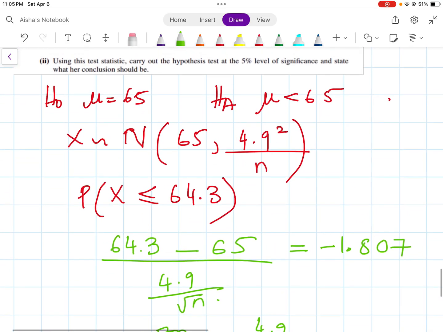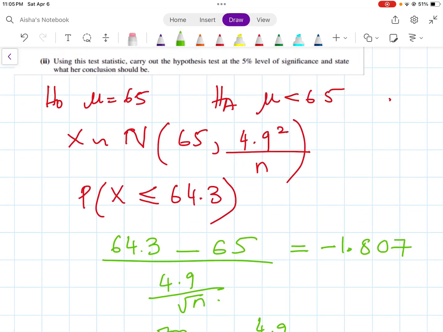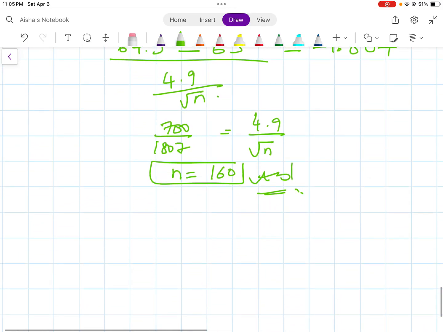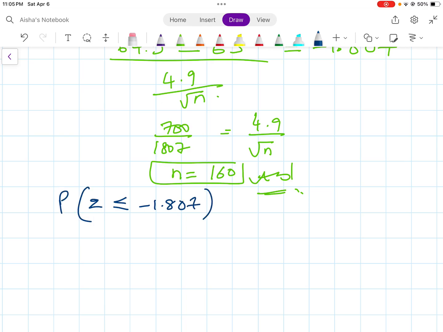So the number of sample sizes. Now using this statistic, carry out the hypothesis test at the 5% level of significance and state what the conclusion would be. Alright, so over here it is given that the test statistic value is minus 1.807 and this is a lower tail test. So let's find out its probability.